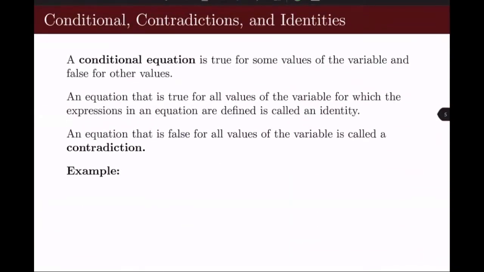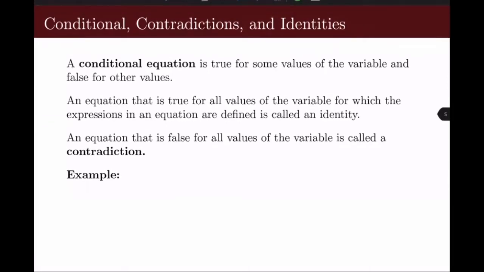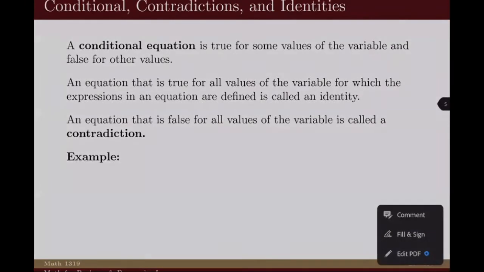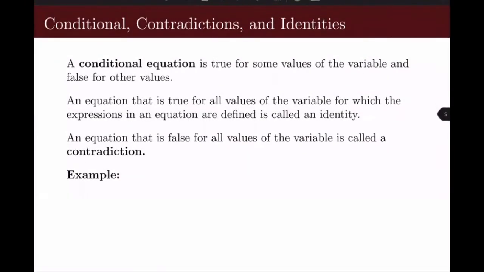Next we'll talk about conditional, contradiction, and identities. These are all different types of equations. So a conditional equation is true for some values of the variable and false for other values. So these are what we've been practicing so far. So it's like if you had x plus 1 equals 0, and that means x equals negative 1. So true for negative 1, however, it would be false for 2, right? Because if you plug in 2 for x, you get 2 plus 1 equals 3, so that would be false.